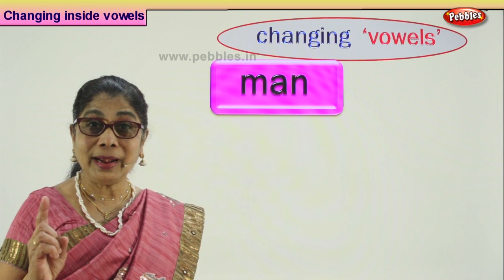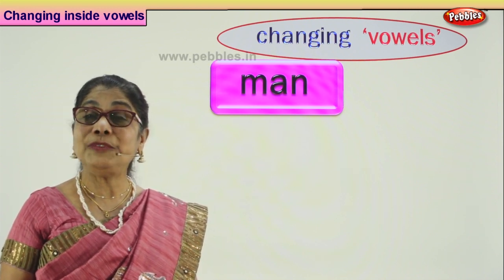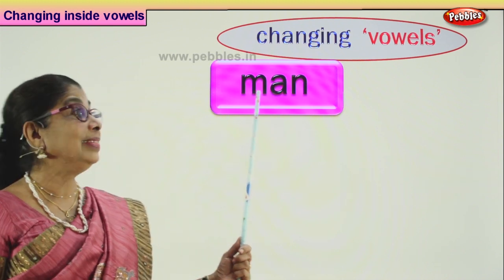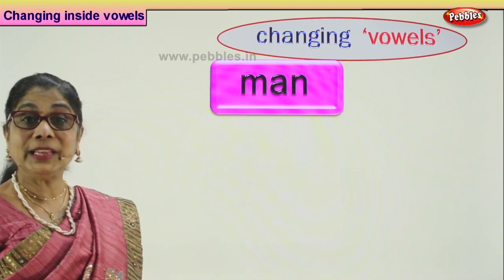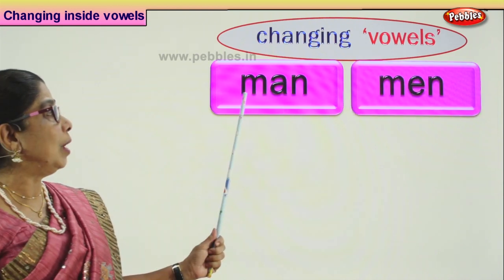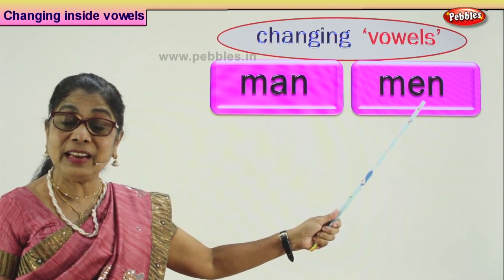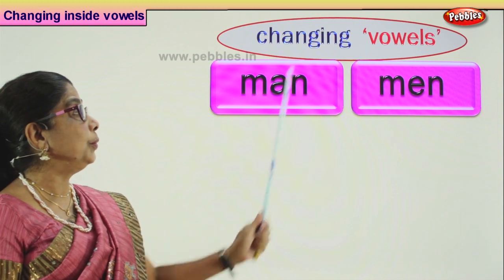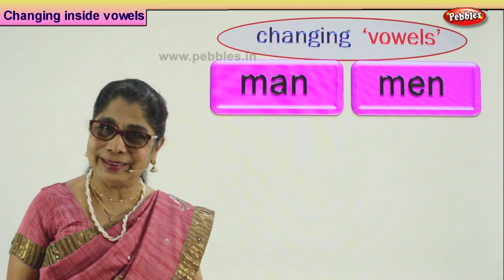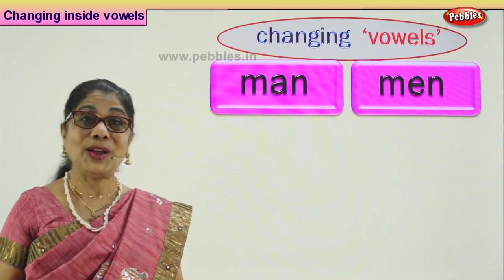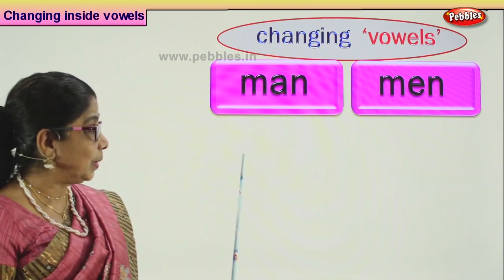Man. One man. And if you have many, more than one man, then the vowel inside, that A, changes. Look, one man, two men, or several men. What do we do? Inside, A changes into E. One man, two men, one man, many men. Good. Let's look at the next word.